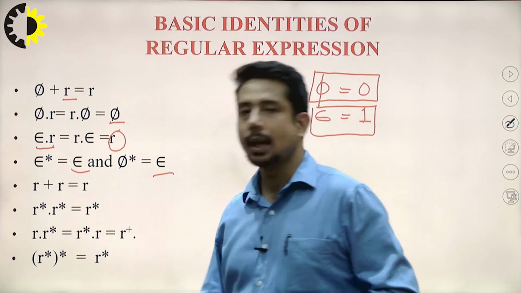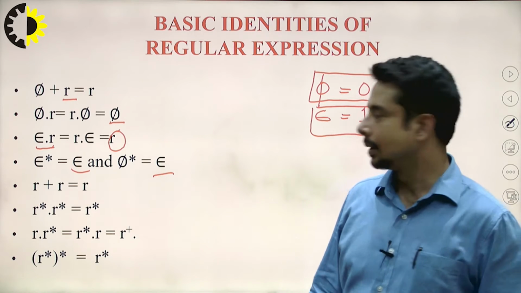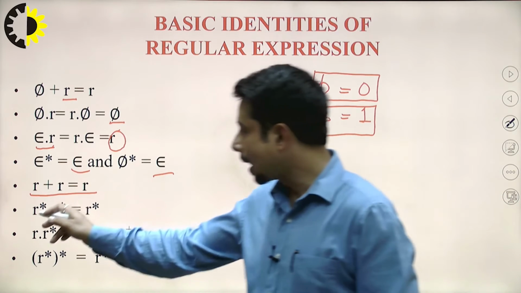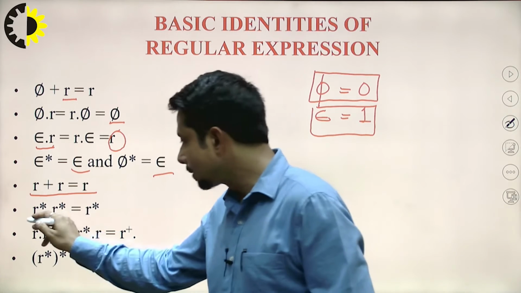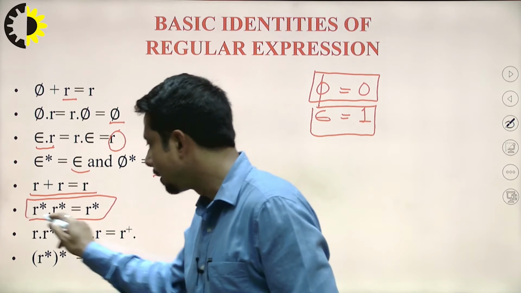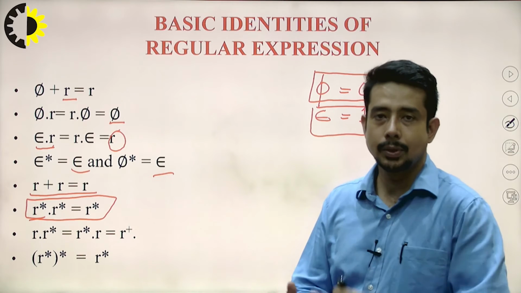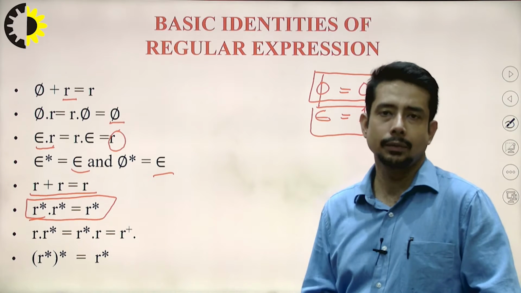Next, r plus r, regular expression plus regular expression, will give you what? A regular expression only. This is a primitive expression. Correct? Next comes r to the power clean closure dot r to the power clean closure. This resembles the same expression. Correct? Because you are trying to concatenate two expressions which have infinity power, definitely you will get an expression which has infinity power.